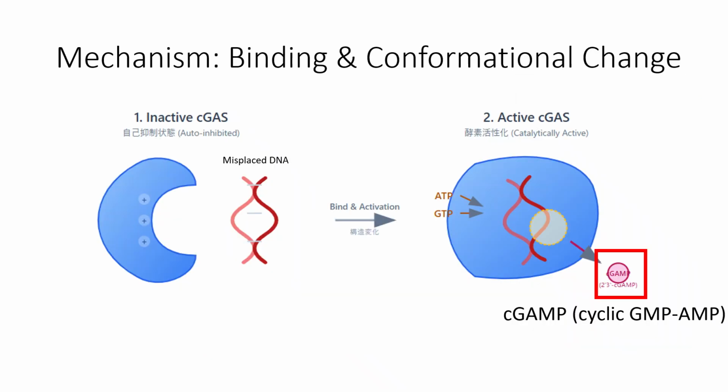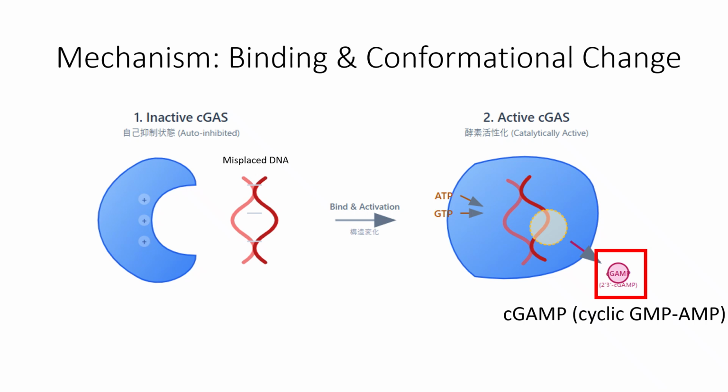So, how does cGAS detect this danger? Please look at this diagram. cGAS is usually in an inactive state. However, when it encounters misplaced DNA in the cytoplasm, it binds to it.